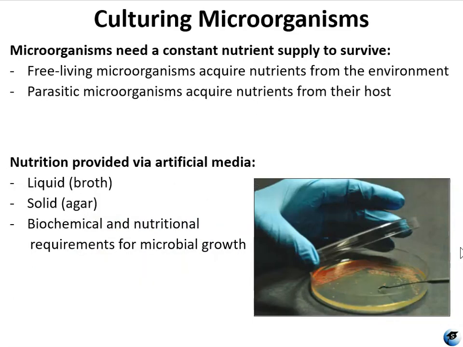Your microbes are going to need a constant nutrient supply in order to grow in the lab. So if you run out of nutrients in the media, or if the temperature changes suddenly or anything like that, your microbes can die out. In nature, they would be getting their nutrients and everything from their environment, but in the lab, you have to provide everything artificially. To grow microbes in the lab, we use media, which is also called artificial culture media.